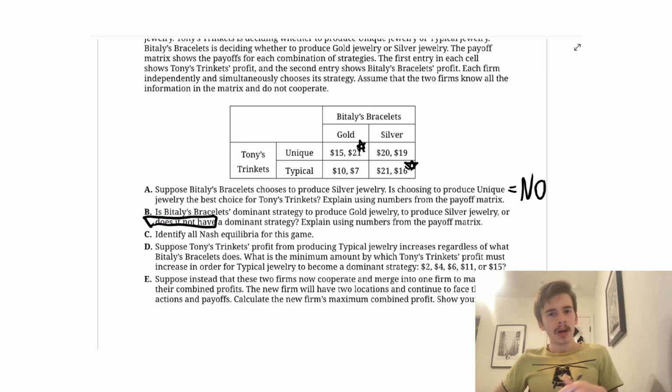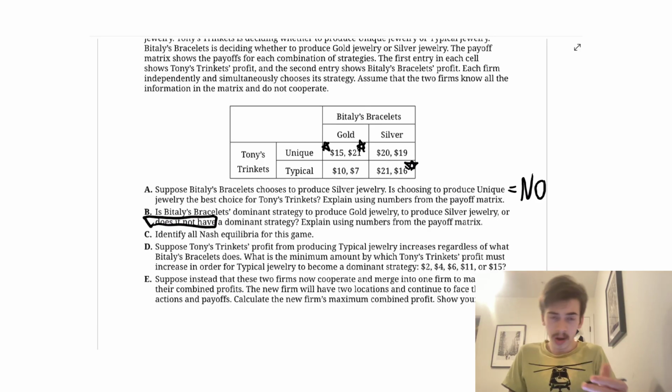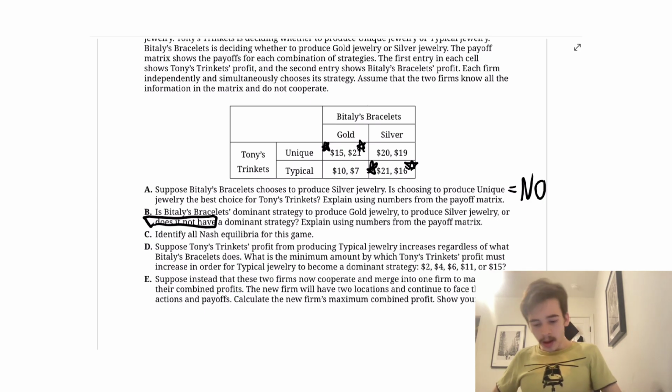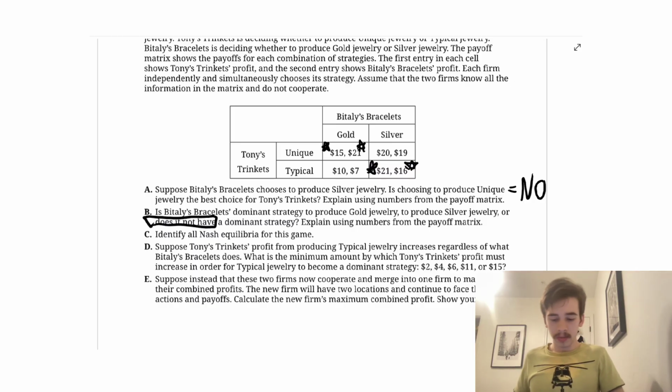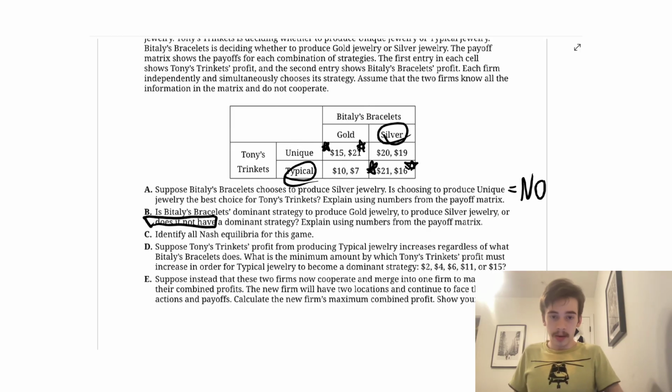Now, Nash equilibria. Same star approach. We just look at Tony's Trinkets now to add the rest of the stars. Tony's Trinkets, $15 of profit or 10? Well, 15 is better. 20 or 21? Well, 21. The squares with 2 stars are your Nash equilibrium. And as you can see on our model, the payoff matrix, there are 2 Nash equilibria. And then you just say, well, the unique and gold is one, and then the typical and silver is the other.